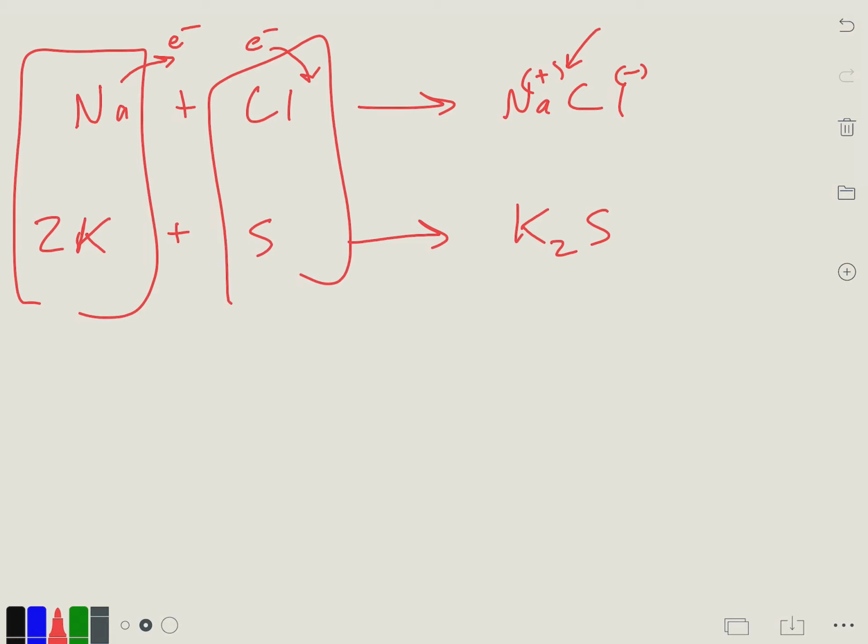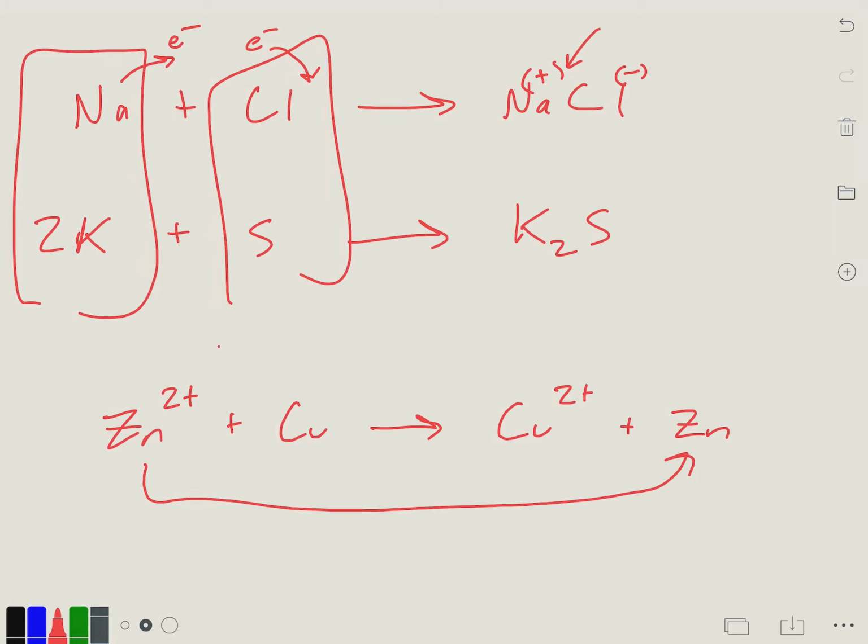Sometimes you actually do see the charge change, though. Let me show you. Let's say that I have zinc 2+ reacting with copper, and that yields copper 2+ and zinc. You can easily see here that there's electron transfer. You can tell that zinc gained some electrons because it went from missing 2 electrons to now having all the electrons it needs. This guy went from having all the electrons it needed to now missing 2 electrons. So somebody gained, somebody lost.